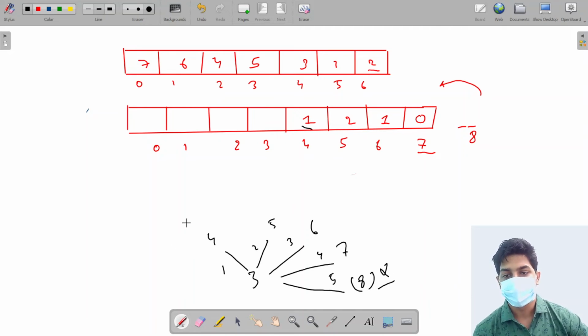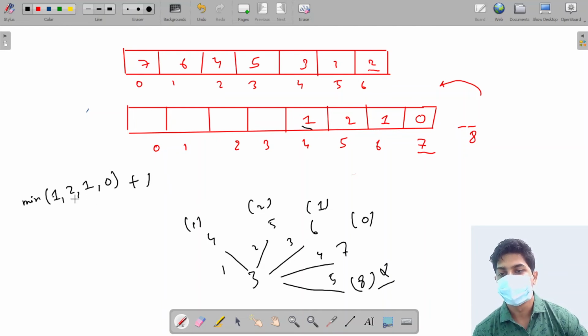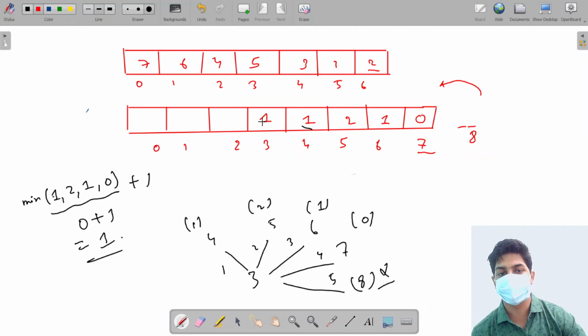4 tells me minimum 1 jump will be required from me. 5 tells that 2 will be required from me. 6 tells that 1 will be required from me. 7 tells that 0 will be required for me. My answer will be minimum of 1, 2, 1 and 0, plus 1. Minimum among all these 4 is 0. 0 plus 1 equals 1. So if I am on stair 3, then I require only one jump to reach the destination 7, and that jump is directly taking a jump of 4 units.